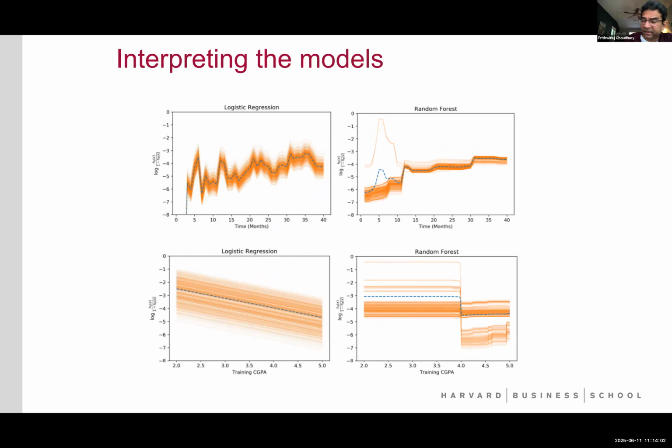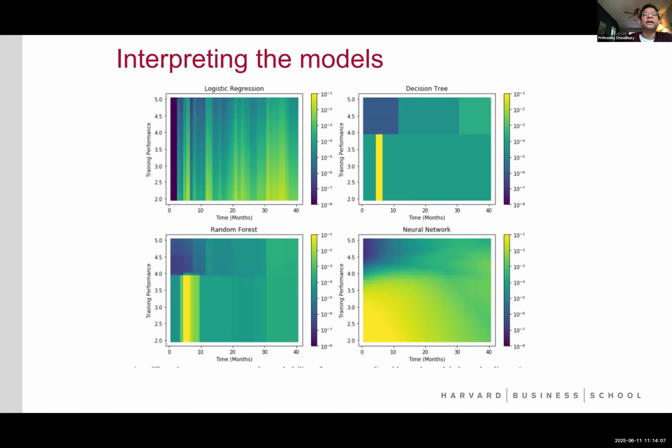What are the hyperparameters? Where is the code? Is this robust to using multiple algorithms? And the same thing we used for interpreting the models.